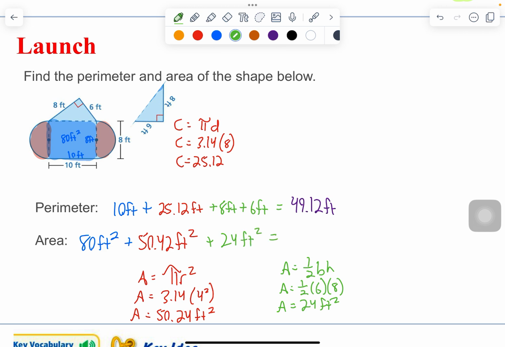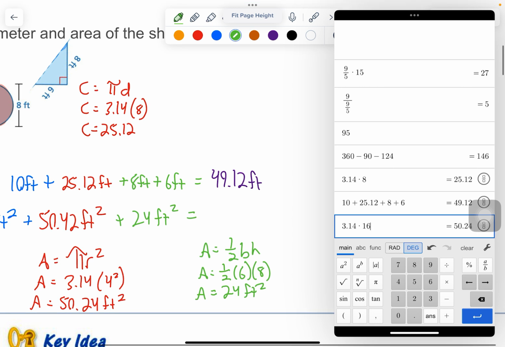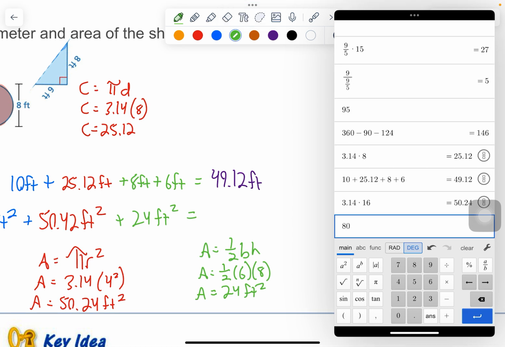And all we need to do is add those up. And we get 80 plus, and we get 154.42.